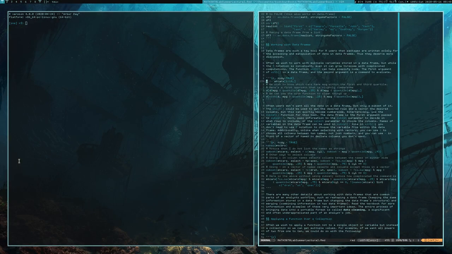Let's discuss some more about how to subset what is in a data frame, because data frames are so important. They have so much information in them that there are even R packages that are devoted entirely to working with data frames. So we should keep talking about these.